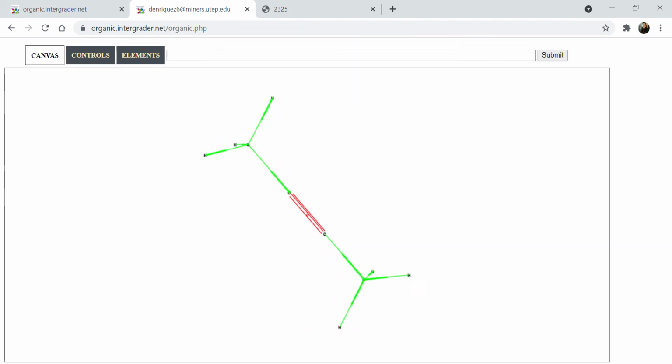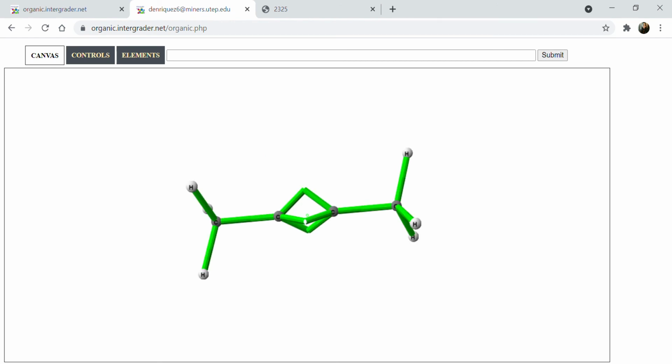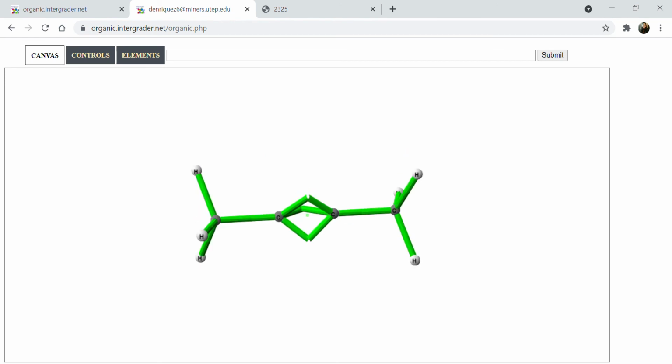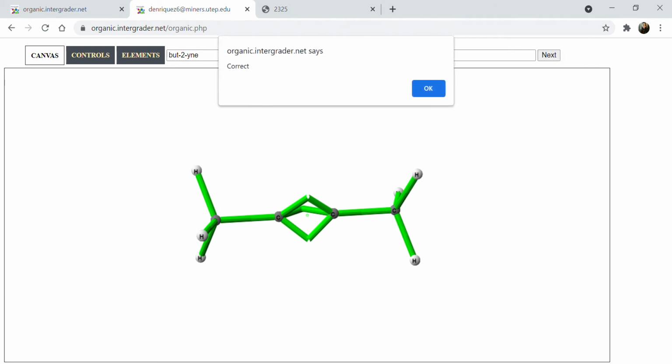Okay, another naming one. 1, 2, 3, 4. So we have but, and then there's a "yne" at the 2 position. 1, 2 going to 3, but-2-yne. Let's see. Okay.